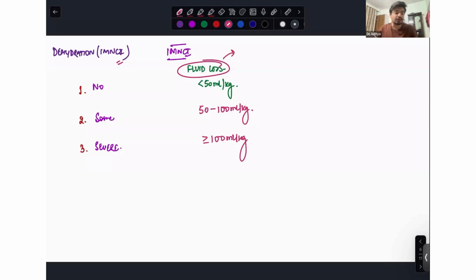Depending upon the clinical condition of the child, this is the estimated fluid loss. You cannot actually measure the actual fluid loss because you don't know the exact number of times the child has passed stools. You have not taken the volume of the stools, whether the stool was 100 ml, 300 ml, or 500 ml. So this fluid loss is always an estimated fluid loss.